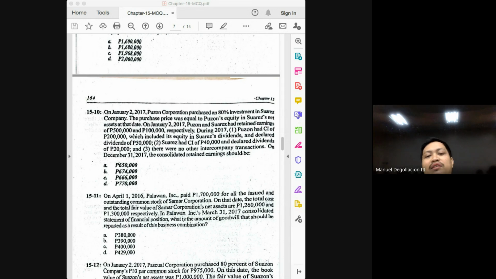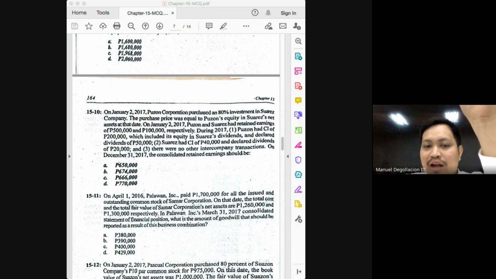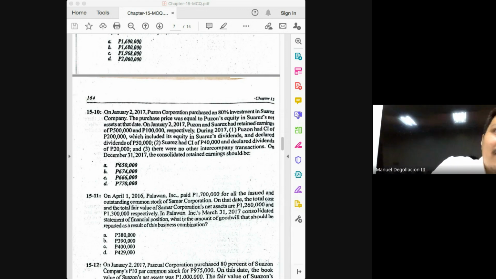So maybe we will have this basic question in our exam. Then 6 questions will be asked. Let's make it 7 so that you will have multiple opportunities to get questions wrong. What would be the first question? How much would be the beginning retained earnings of the consolidated entity? How much would be the retained earnings of the consolidated entity at the date of acquisition? Your answer would be 500,000.